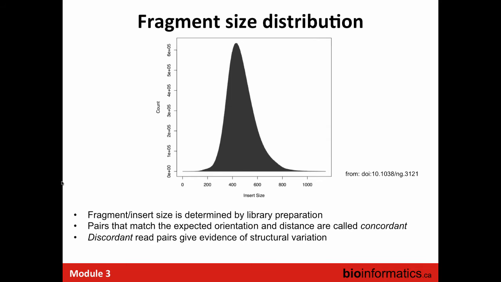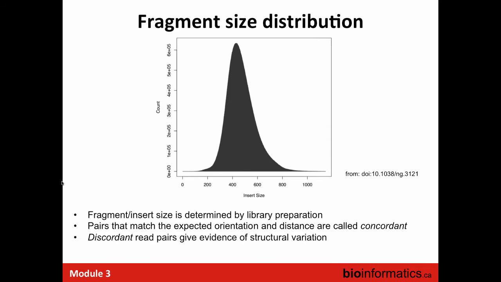When the read pairs that map to the reference genome are in the expected orientation and the distance between them is consistent with this fragment size distribution, we call them concordant read pairs. They don't have any evidence for structural variation. When they either map too far apart or too close together or outside of this expected orientation, we call them discordant read pairs. And these discordant read pairs are the ones that give some sort of evidence of structural variation.